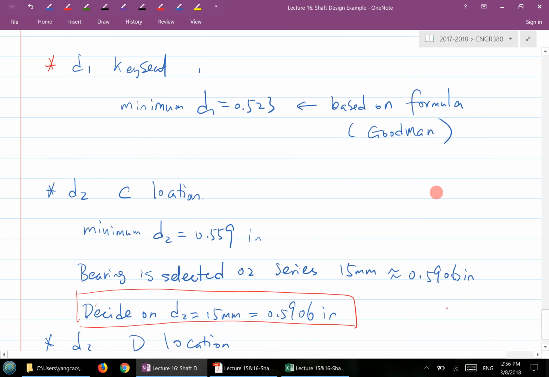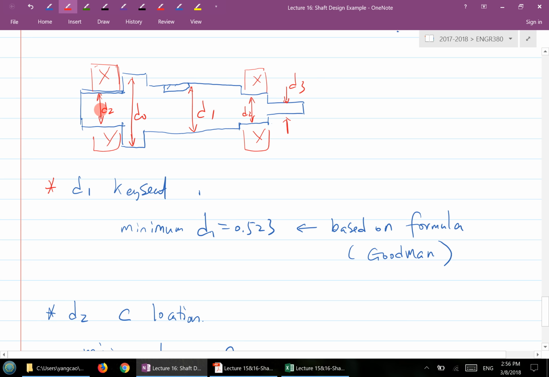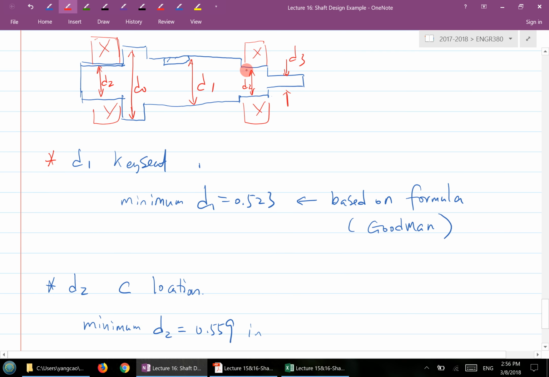So now you got one location of shaft size determined. Then you work backward to D1. D1 is calculated to have a minimum 0.523. Now, if you recall in a previous lecture, whenever you have a shoulder here, especially one that carries a bearing, the bearing catalog will often give you the desired shoulder size D1.